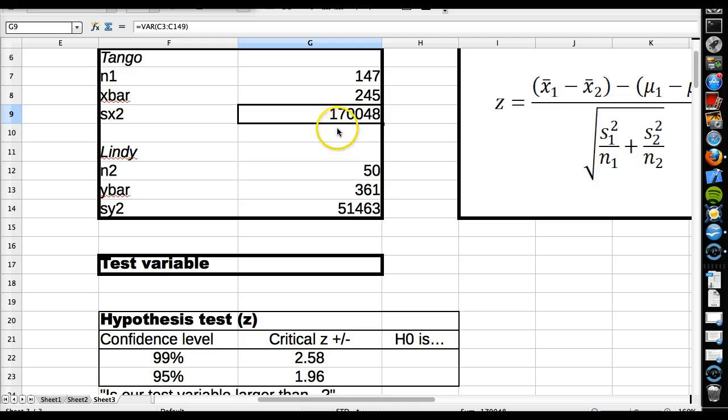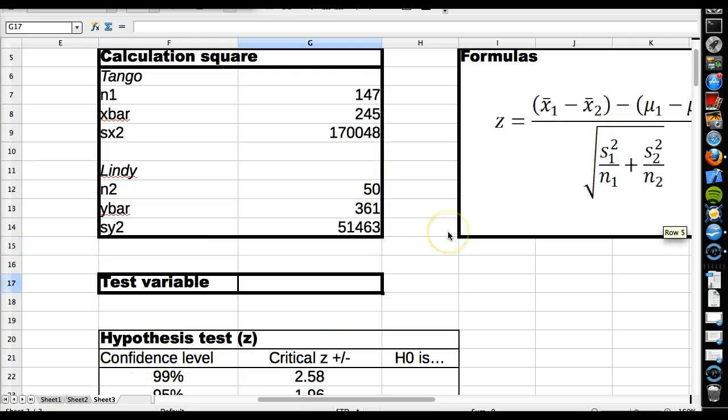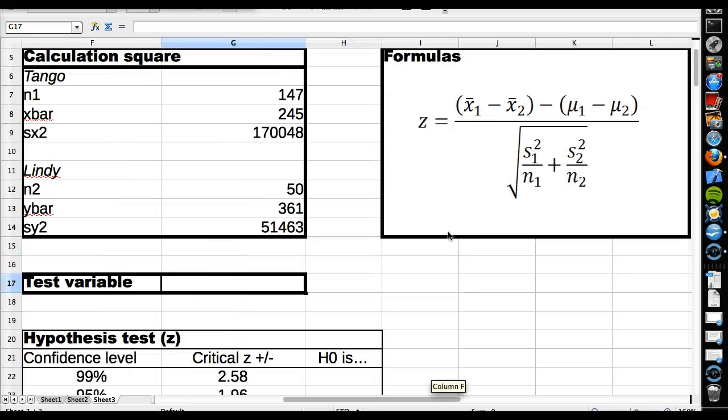And there seems to be a lot more variation among the tango dancers than among the Lindy Hoppers. You can see that. This number is a lot larger than this one. So it seems like we may be more unsure of our guess among the tango dancers than the Lindy Hoppers. But then bear in mind too that we've asked more tango dancers than Lindy Hoppers, so we don't know for sure, basically. But we now have everything we need to calculate our test variable, right? We have our estimates, we have the variations, and we have the sample sizes.